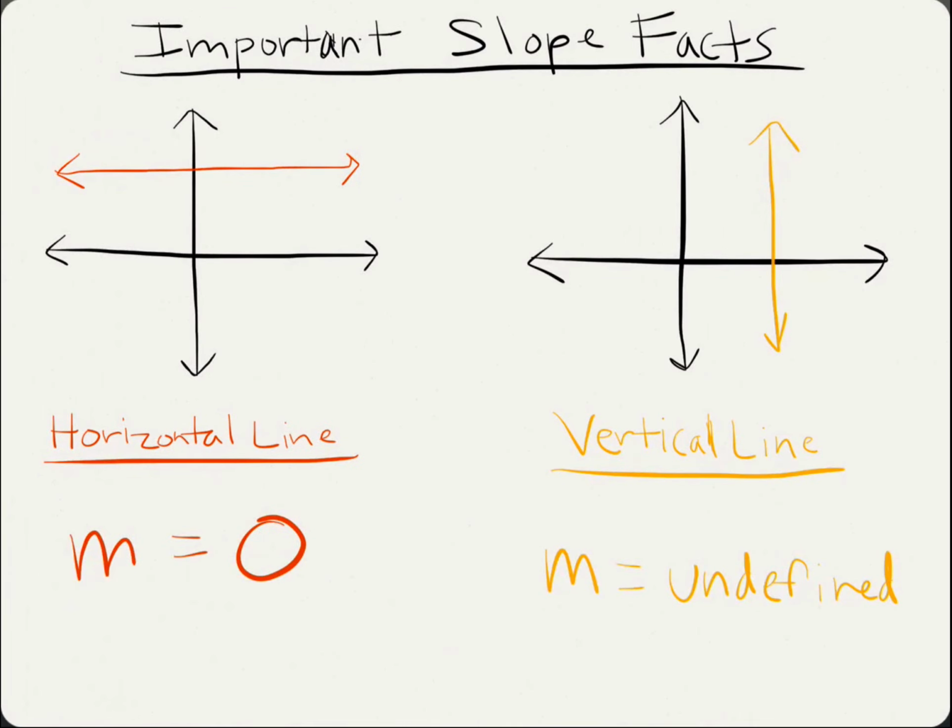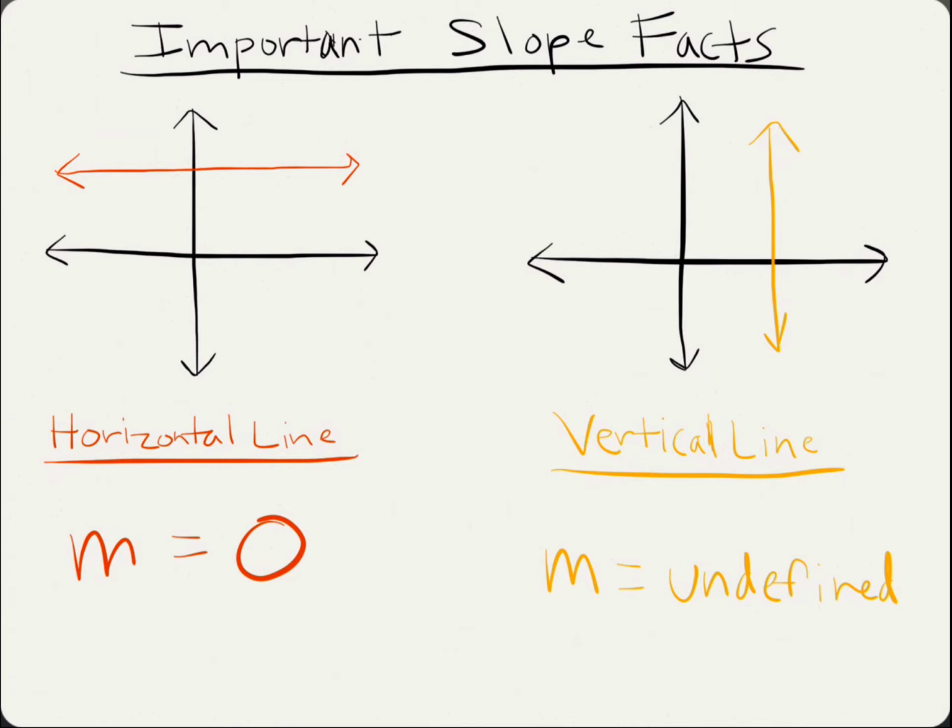All right, let's go to the next page. Here are some important slope facts that you need to know. Whenever you see a horizontal linear equation that's parallel to the x-axis, the slope of that line is always going to be 0, no matter what. That's just a fact you have to remember. Here's another fact that you need to know. A vertical line, any line that is parallel to the y-axis, has a slope that is undefined.